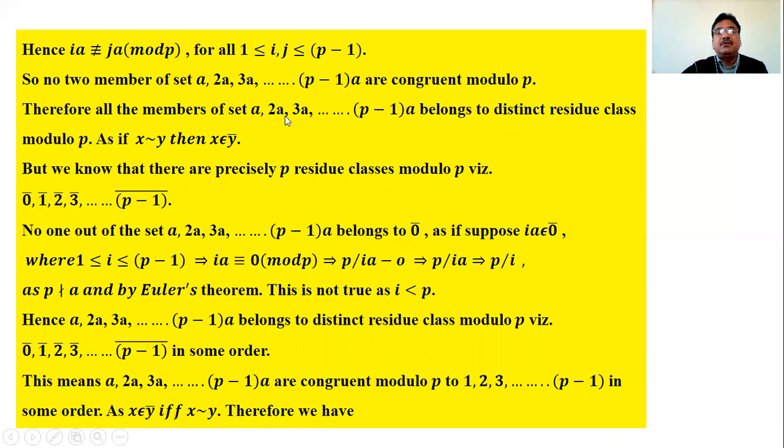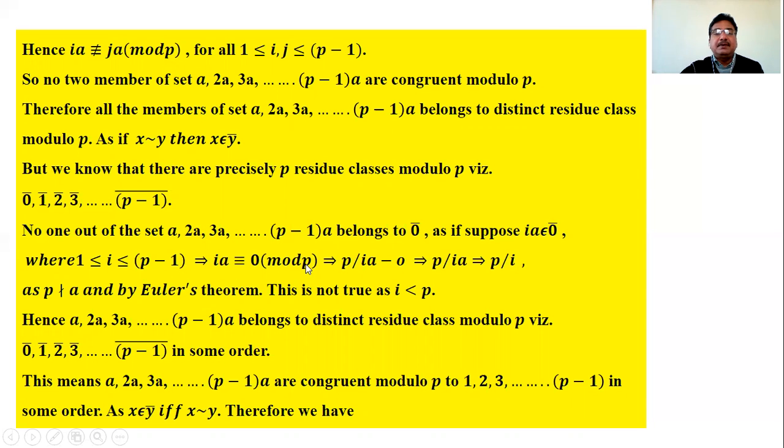if we assume, suppose one of them, say IA, belongs to 0 bar, then what do we have? Here the value of I runs from 1 to P minus 1, so I is either 1 or 2 or 3 or up to P minus 1. If we assume IA belongs to 0 bar, then IA is congruent to 0 modulo P, because an element belonging to 0 bar means IA is related to 0.